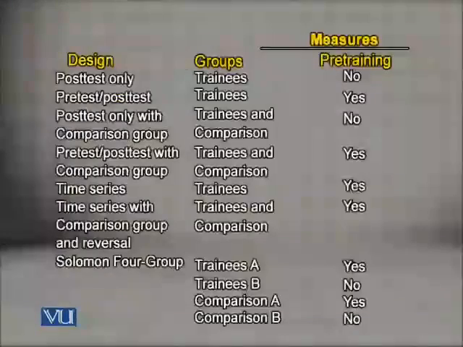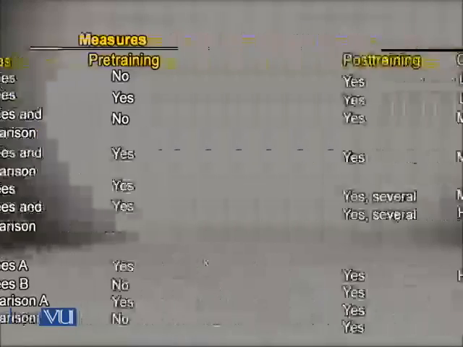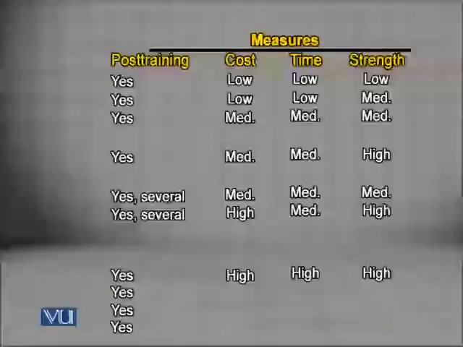A time series design, because there are a number of evaluations carried on, the cost is medium, time is also medium because you only conduct evaluation in this sort of a design where there are observable behaviors. So time is medium and strength is also medium of this evaluation design.